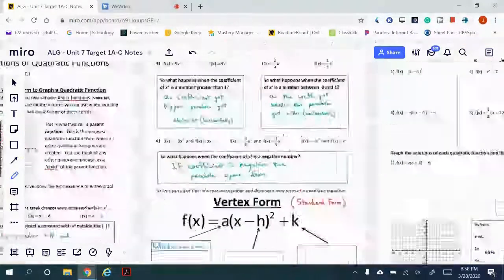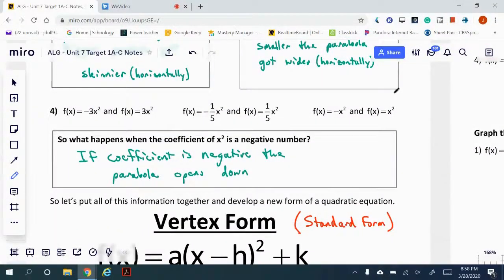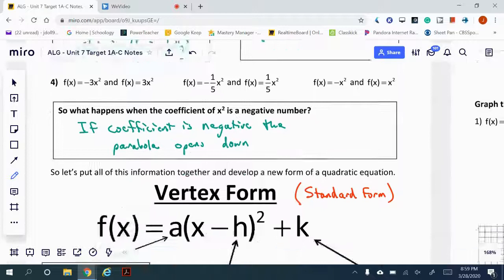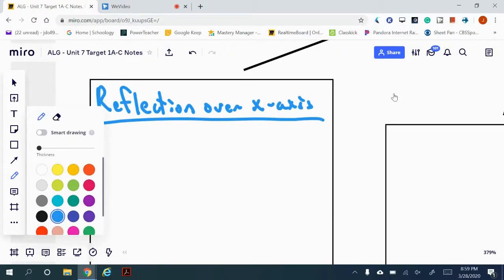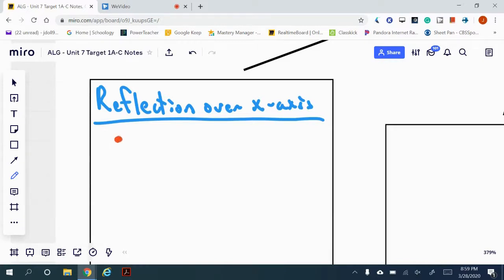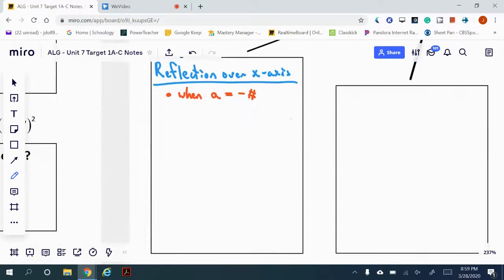All right, so that's the first thing that the A value controls, and you can see that that is happening in number 4 here. When the leading coefficient, this A value, changes from positive in the parent function to negative, the parabola flips, reflects, and opens down. This transformation occurs when A is equal to a negative number. When that leading coefficient is negative, we're going to reflect and the graph is going to open down.